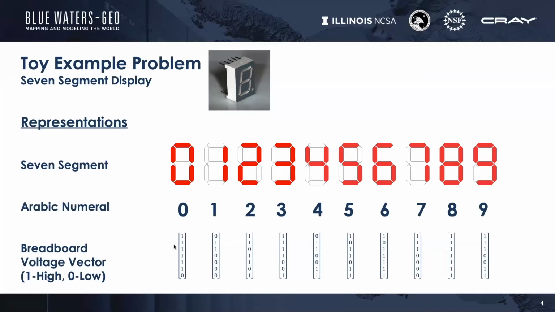Okay, so this by itself is not that interesting. Honestly, we could just use a linear transformation if we wanted to map these voltage vectors to the digital representation of each Arabic numeral, and that's virtually trivial.